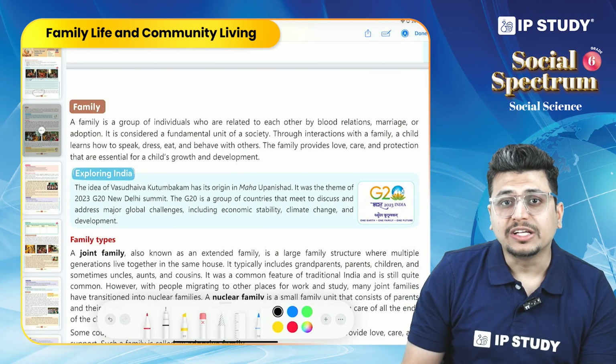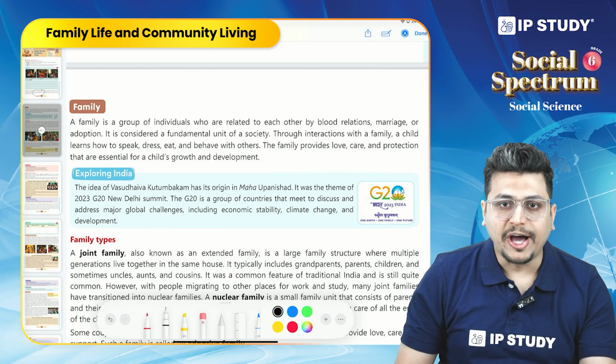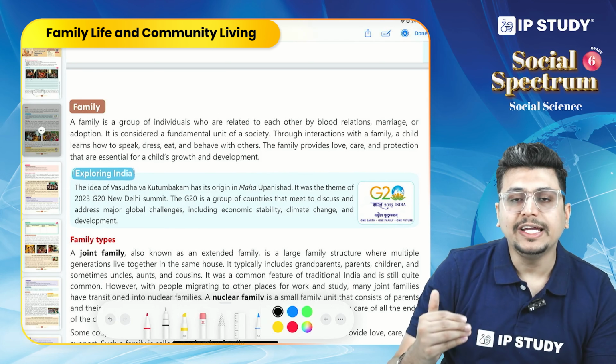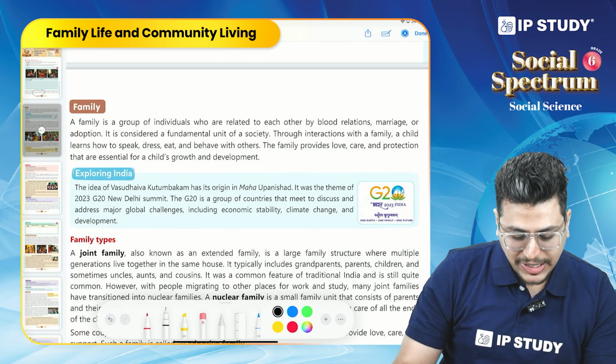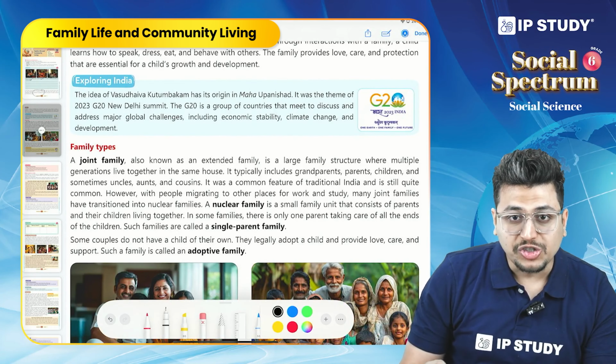Then there could be marriage. So if a person marries another person, they also become a family. And then of course there is adoption, where you legally adopt someone and make them part of your family. So based on this, we will study about different family structures.